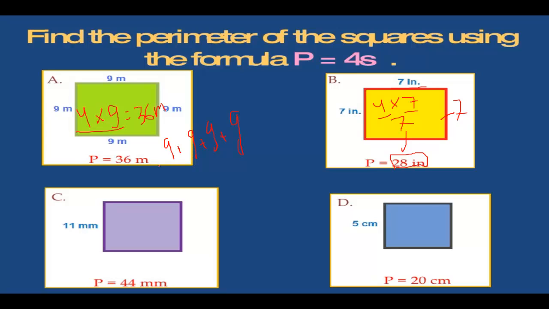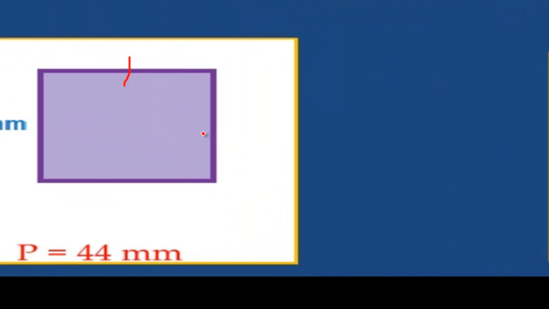Okay, let's see this one. If the side length is equal 11 millimeter, then all sides are also equal 11. If we need to find the perimeter, we multiply one side by 4. So 11 multiplied by 4 gonna equal 44 millimeter.